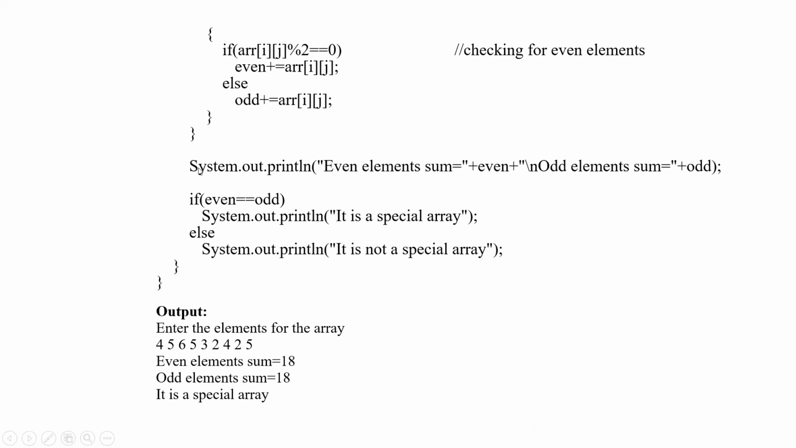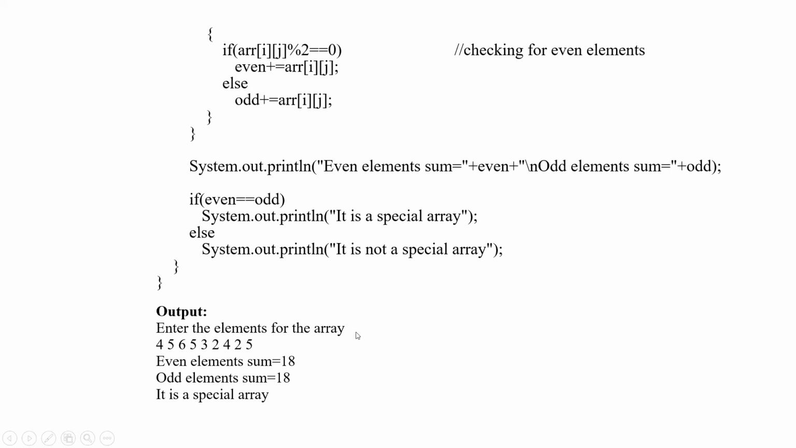After that, finally, we are printing the sum of the even elements as well as the sum of the odd elements. I am printing both here, though it's not asked in the question. You can avoid it. Now, if even equals odd, that means the sum of the even elements equals the sum of the odd elements, System.out.println, it is a special array. Else, System.out.println, it is not a special array.